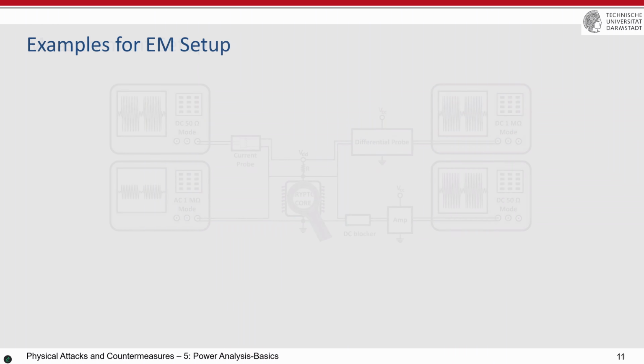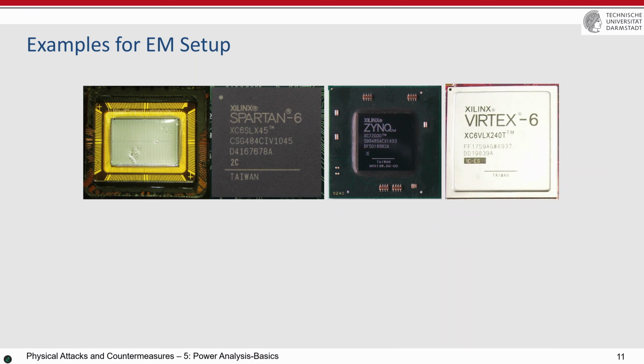Now some photos and pictures of the EM probes. First of all, you should learn something about the packaging of the devices. They are different FPGAs from different families and different technologies. First of all, this chip is already decapped, meaning that the upper side of the chip is completely removed. And then what you see here, actually this is the chip, and this is the package.